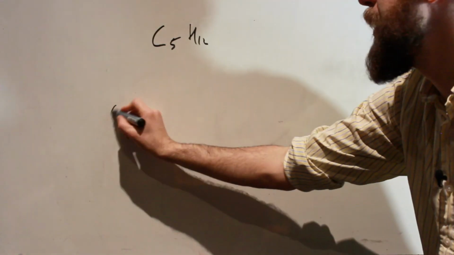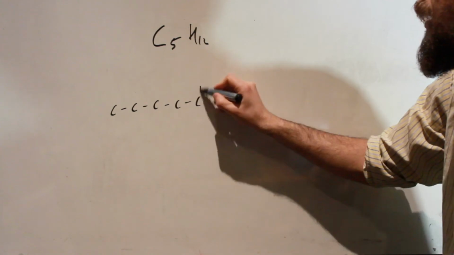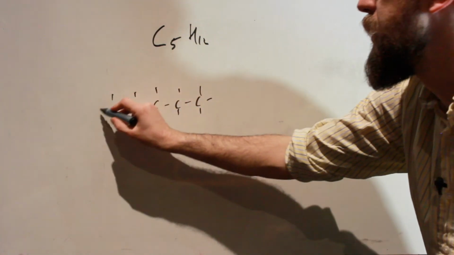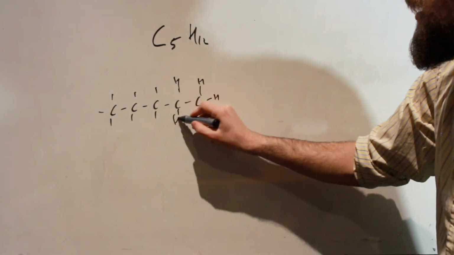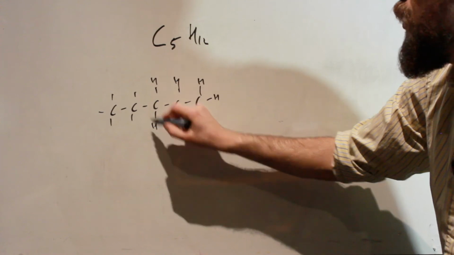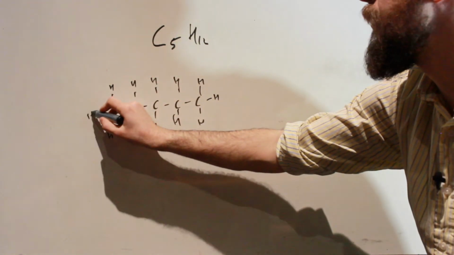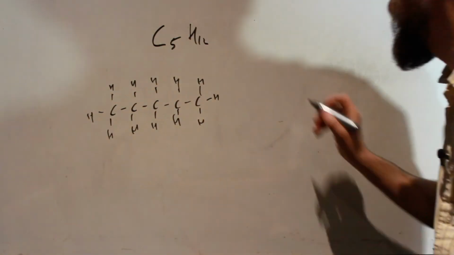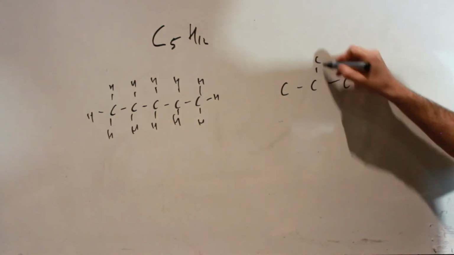The first one is pentane, where we have our 5 carbons all in a row like that, and then our 12 hydrogens just branching off it like that, filling in all the hydrogens. The second molecule still has the molecular formula C5H12, but it has a slightly different structure, it's an isomer of this, 2,2-dimethylpropane, and that will look like this.